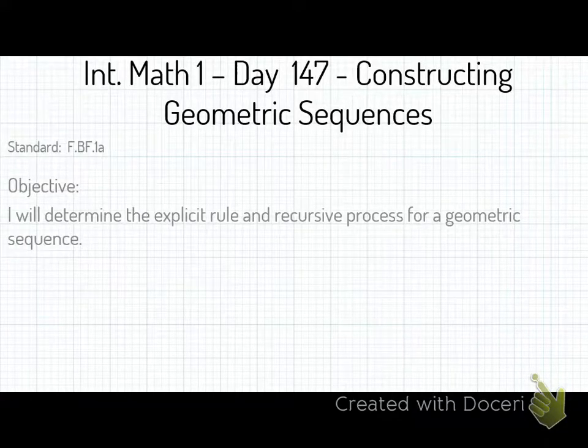Okay, this is day 147, constructing geometric sequences. Your goal for today is you'll be able to determine the explicit rule and recursive process for a geometric sequence.